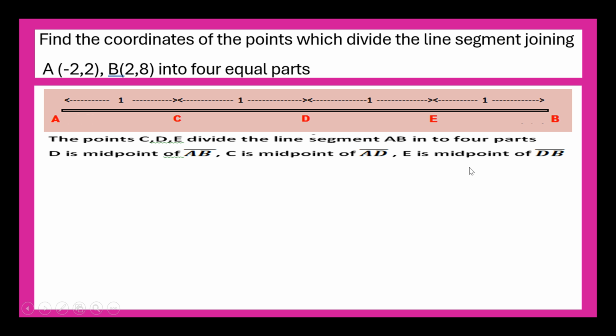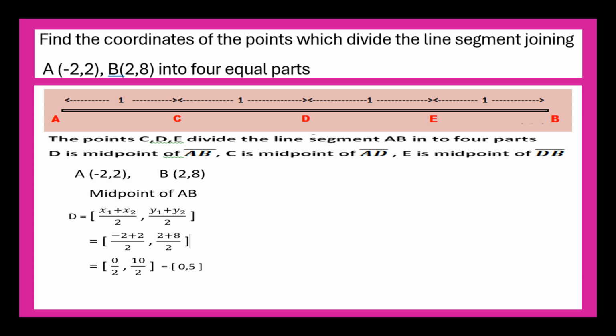Do you know the formula to find the midpoint of the line joining (x1, y1) and (x2, y2)? Yes, good. The formula is ((x1 plus x2) by 2, (y1 plus y2) by 2). Here you consider the coordinates of A and B as (x1, y1) and (x2, y2). And first of all, let us find out the midpoint of AB.